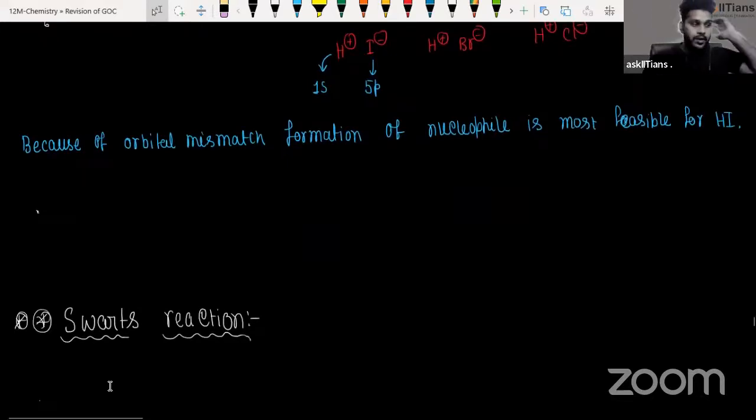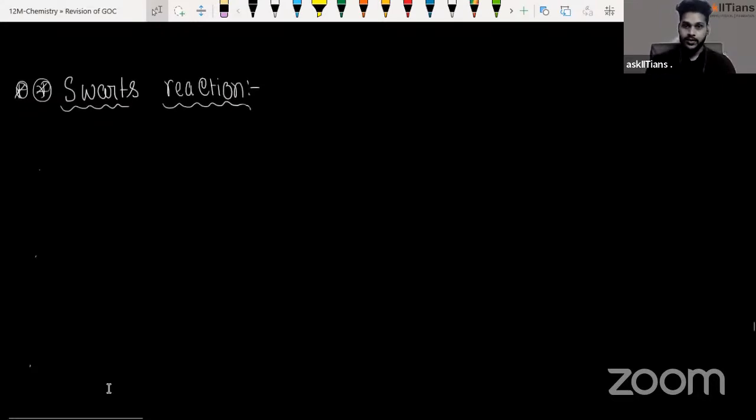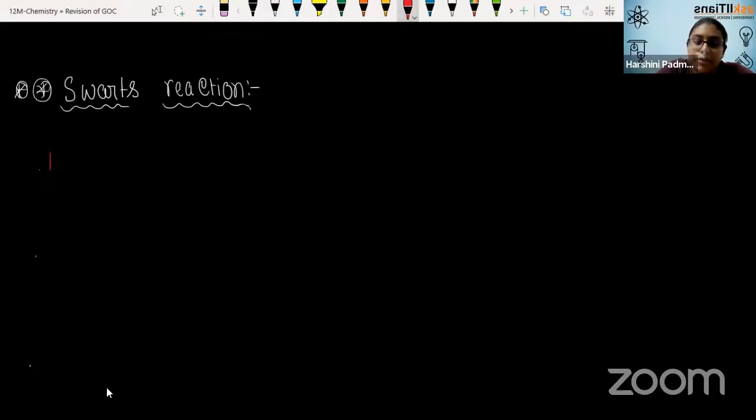Fine. Now coming to the next named reaction, which is known as the Schwartz reaction. So I guess we do know what the Schwartz reaction is. Do we? The formation of fluoroalkane, right? That's right. So how do we really do that? The alcohol is treated with AgF or any other d-block fluorides, then we get a fluoroalkane.